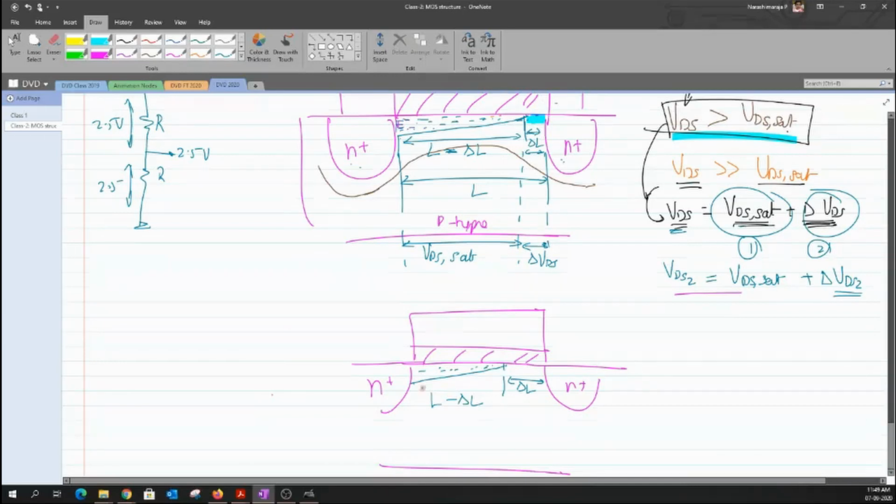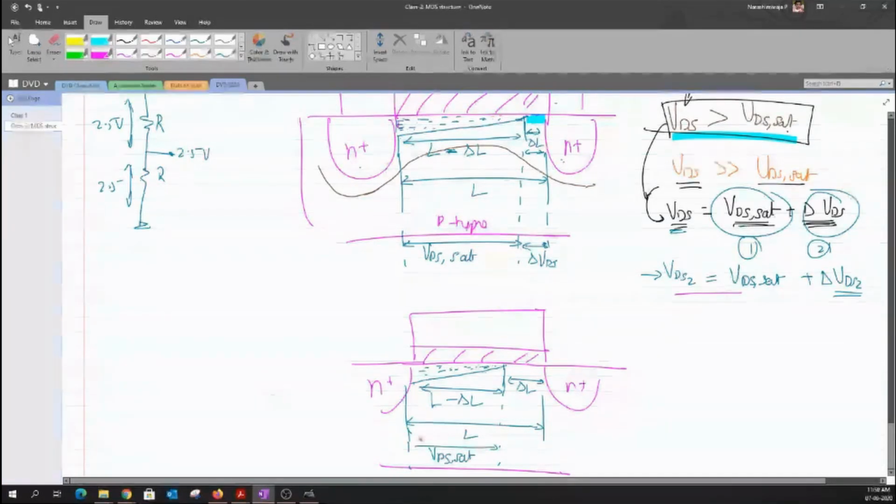Okay. And this is my channel length. The total length of my channel is given by this L. Okay. So now, if I again see this VDS2, which is higher than the value of VDS sat, whatever the voltage it is, it always falls only across the channel where I have the free carriers. Okay. And any increment that I have further increased beyond the value of VDS sat, say for example delta VDS2, then this delta VDS2 would then fall across this delta L.